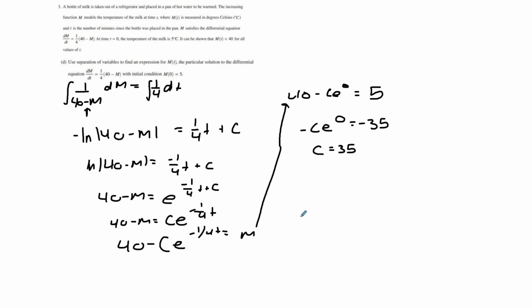And so then we're going to plug in our initial condition. 40 minus c e to the 0, since our t is 0, equals our initial condition, m of 0 is 5. So it looks like we're going to have negative c e to the 0 equals negative 35. So it looks like just c equals 35. All right, great. So now we just plug it back into here. So we would write m equals 40 minus 35 e to the negative 1/4 t, right? And so that's our answer.